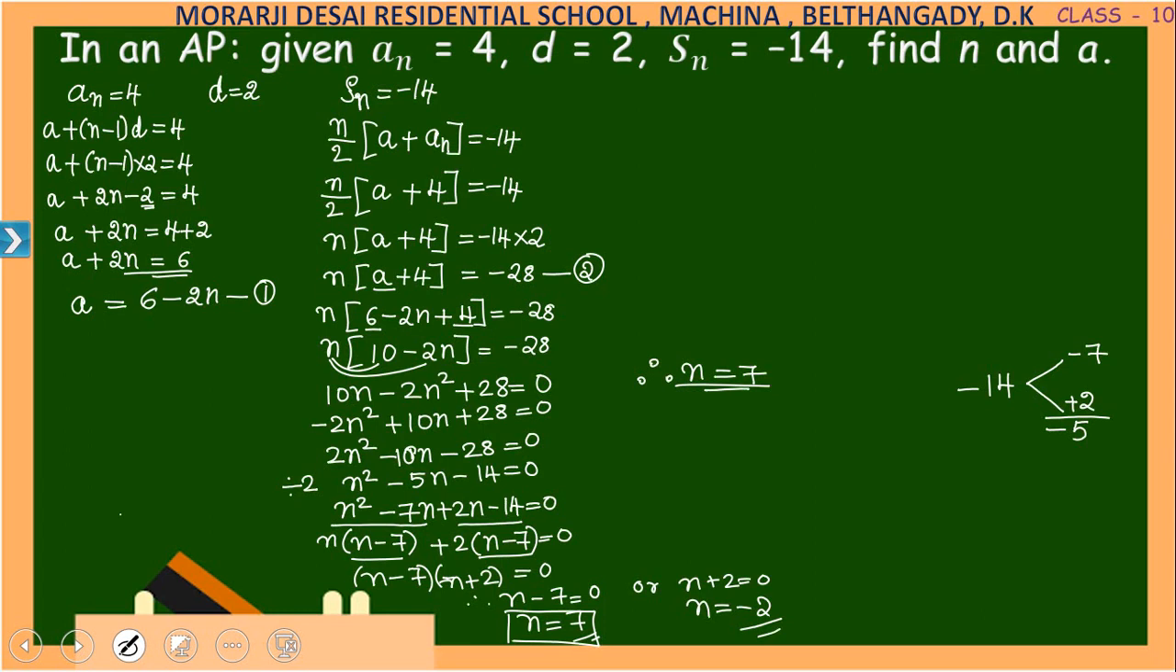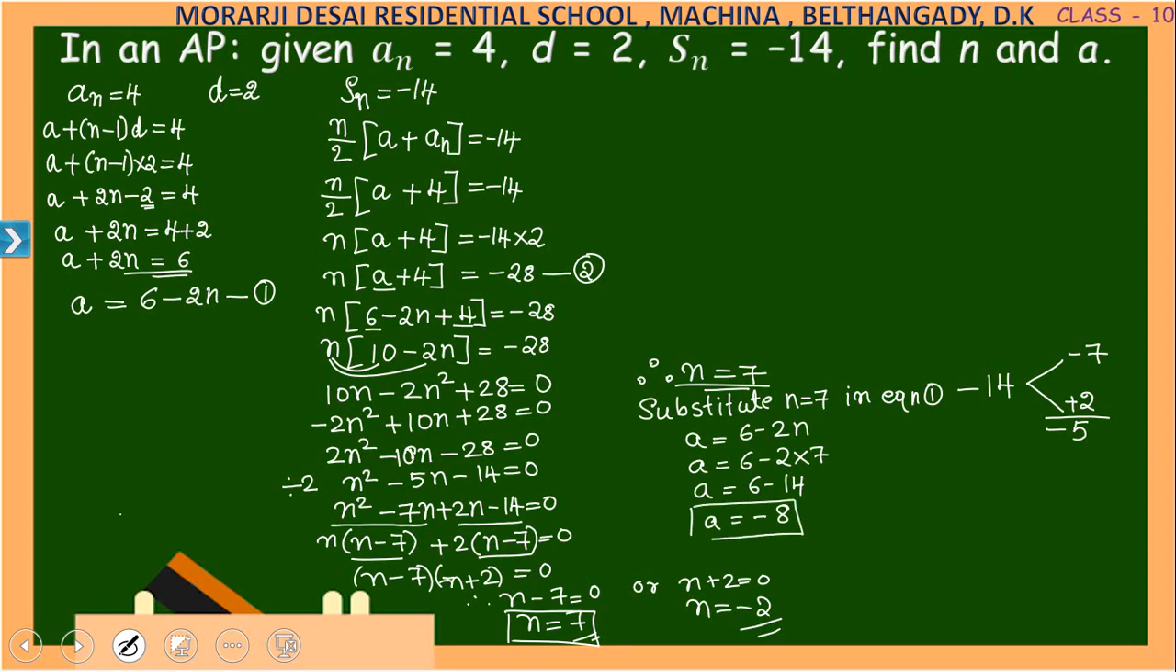Now find a. To find a, substitute in equation 1. Substitute n is equal to 7 in equation 1. That is, a is equal to 6 minus 2n. A is 6 minus 2 into 7, 6 minus 14. That is minus 8. So a is equal to minus 8 and n is equal to 7.